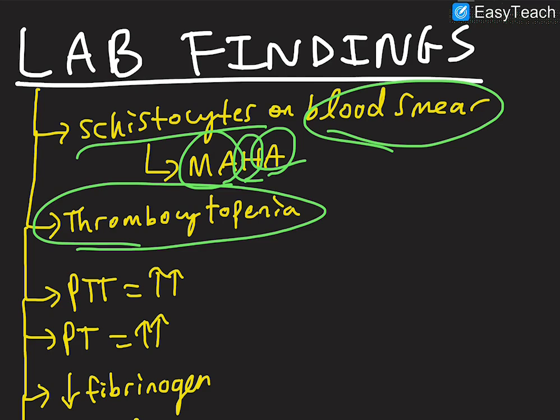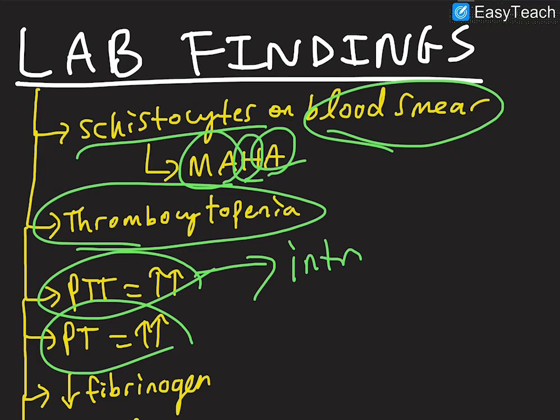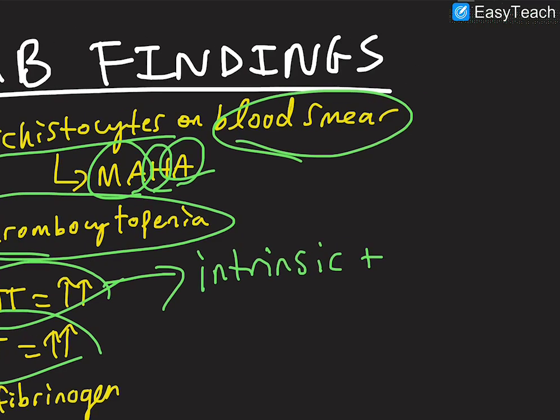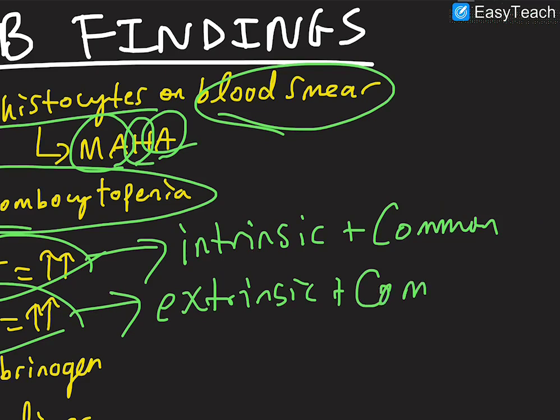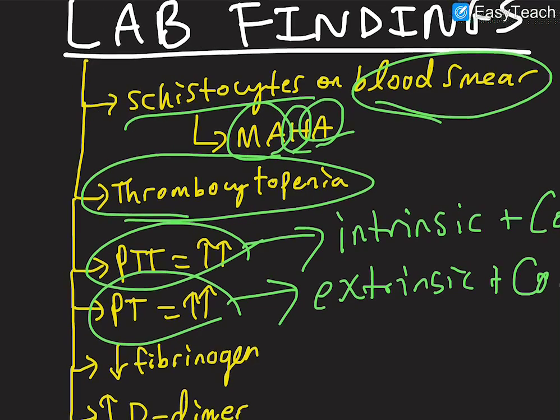So you're going to see your PTT elevated and your PT elevated because you're using all your clotting factors, factors involved in the intrinsic and extrinsic pathway. Remember, PTT measures intrinsic pathway plus common pathway, and PT monitors extrinsic pathway and common pathway. You're using all your clotting factors up, so your PTT and PT are going to be elevated.